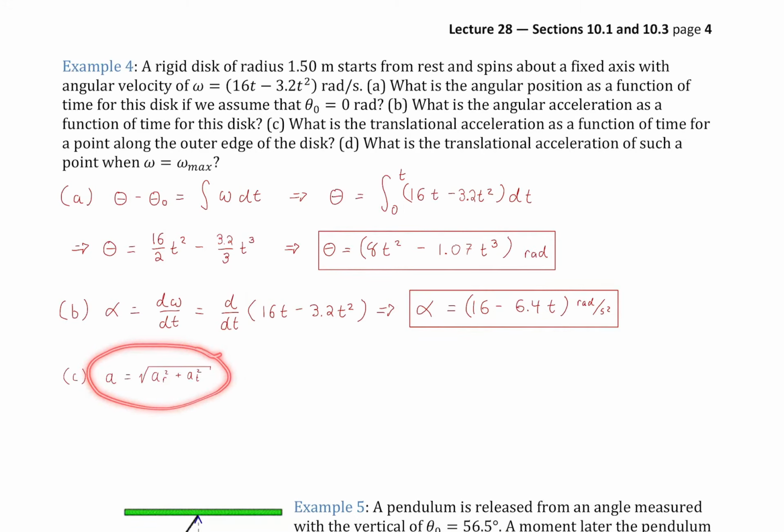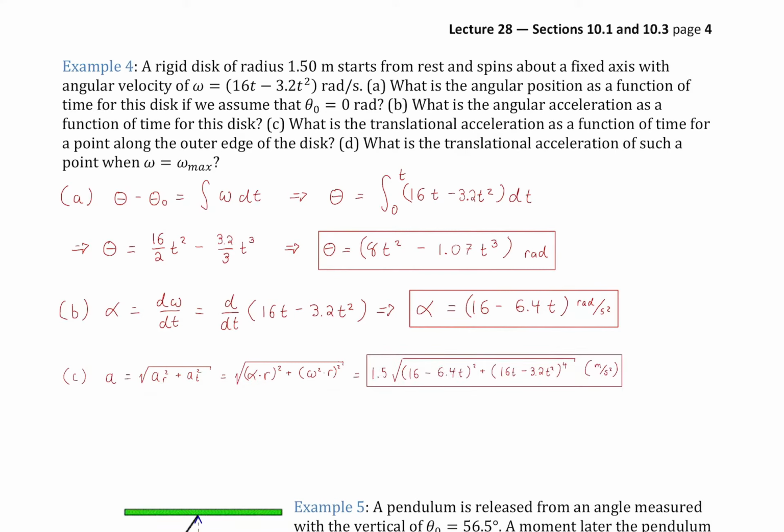Total translational acceleration is the square root of ar squared plus at squared. Then we're going to rewrite ar as alpha r, making sure to square it, and rewrite tangential acceleration as omega squared. Oh, I switched the order, please excuse that. But the radial component is this one, and the tangential component is that one. It doesn't matter that I switched the order because they're just added together, but I did switch the order.